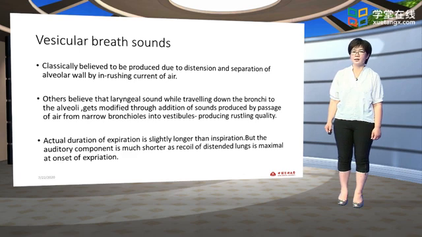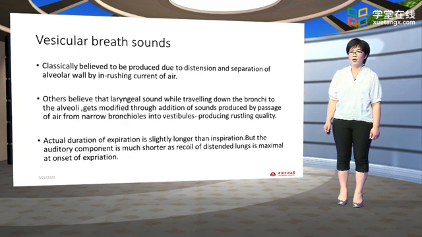The vesicular breath sound was classically believed to be produced by distension or separation of alveolar walls by an inrushing current of air. Others believe that laryngeal sound, while traveling down the bronchi into the alveoli, gets modified through the addition of sounds produced by passage of air from the narrow terminal bronchiole into the wide vestibule, producing a rasping quality. The actual duration of expiration is slightly longer than inspiration, but the audible component is much shorter, as the elastic recoil of the distended lungs is maximal at the onset of expiration.